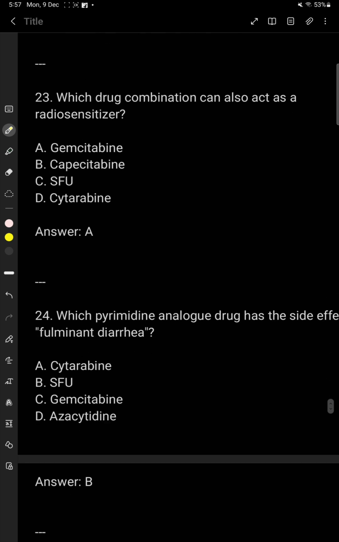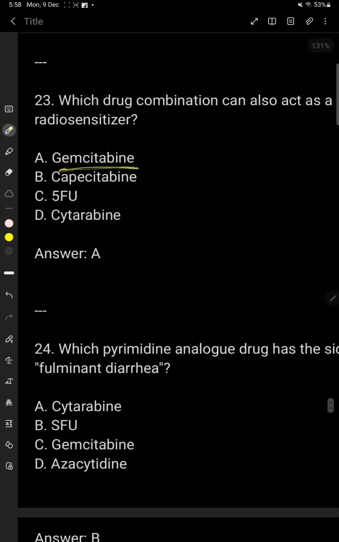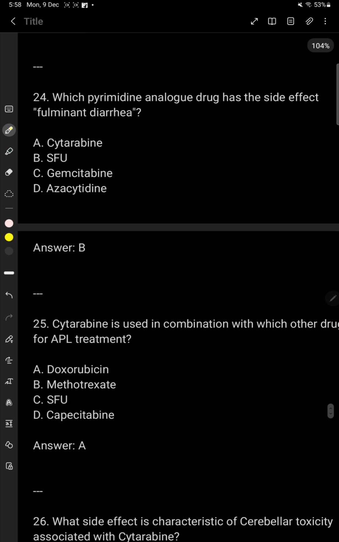Which drug can also act as a radiosensitizer? Gemcitabine is also used as a radiosensitizer. It is used in the treatment of pancreatic cancer and also as a radiosensitizer. Which pyrimidine analog drug has the side effect of fulminant diarrhea?